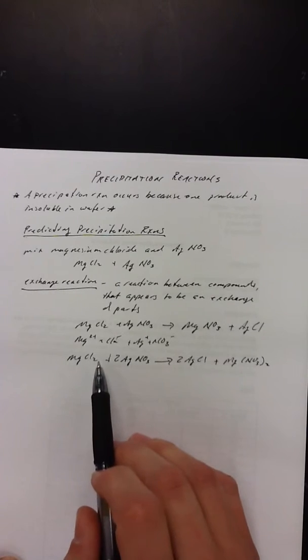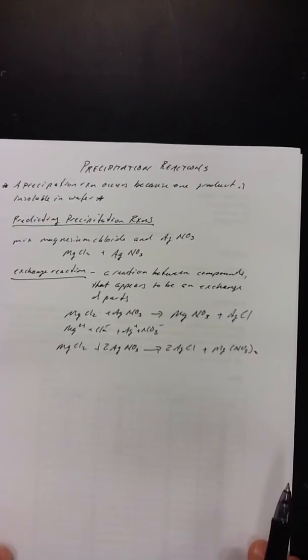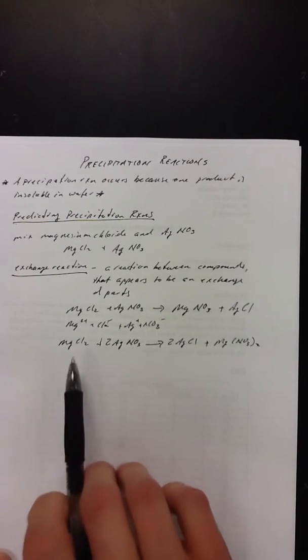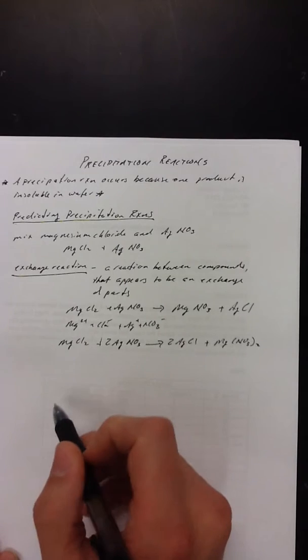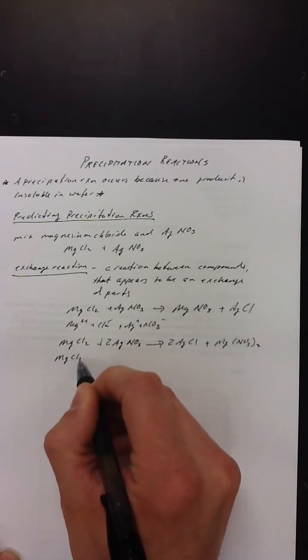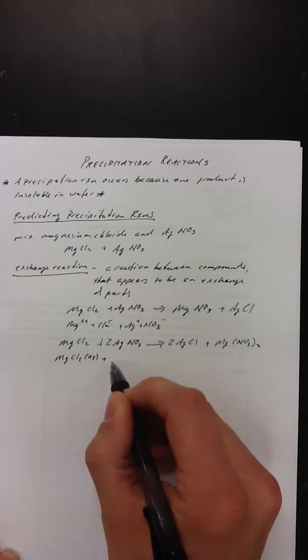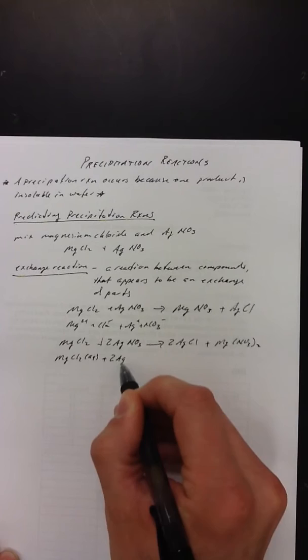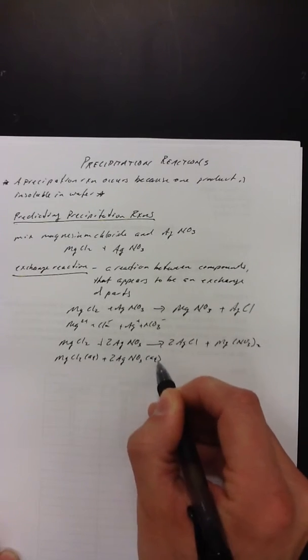Notice that initially we didn't include any of these phase labels. We couldn't because we didn't know whether or not they were soluble in water. But we just verified that magnesium chloride is actually soluble in water, so now we can add the phase labels. So we have magnesium chloride, which is aqueous, and silver nitrate, which we also said was soluble in water, therefore aqueous.